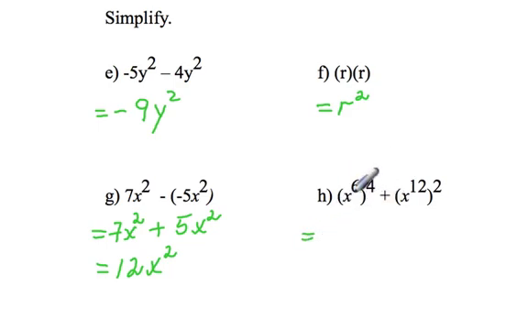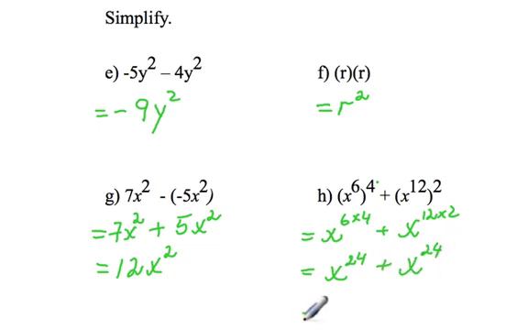And here we have x to the power of 6, and then that expression to the power of 4. So when it's power to a power, we multiply the exponents. Plus, and here we have x to the power of 12 to the power of 2. So again, we multiply the exponents, and that equals x to the power of 24 plus x to the power of 24. Now these two are like terms because they have the same variable to the same exponent, so we can add them. One x to the power of 24 plus another x to the power of 24 is 2x to the power of 24.